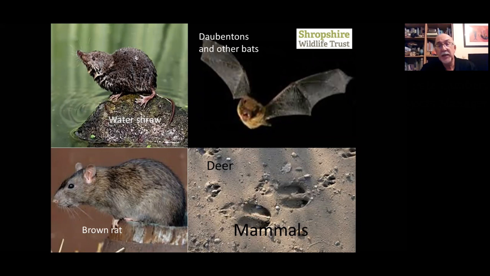And obviously, you get much larger animals like deer in the open countryside that will use ponds as a source of water and will come down to the edge, rather like you see in an exotic African wildlife documentary of the gazelle coming down to the watering hole. We do the same thing. It's not as exotic, it's not as hot, but it is equally important that we provide these drinking holes.